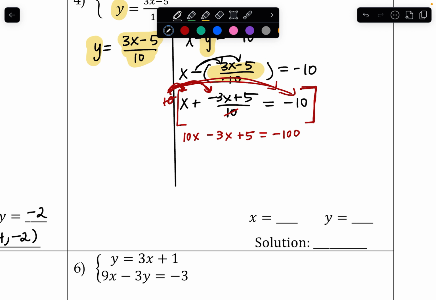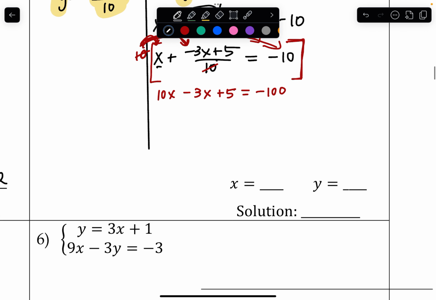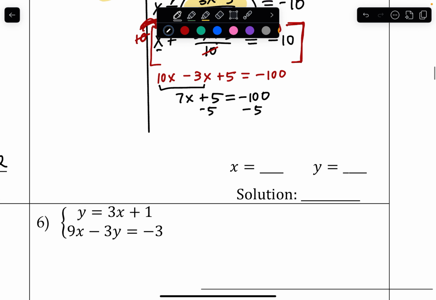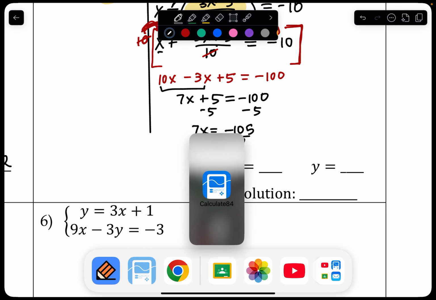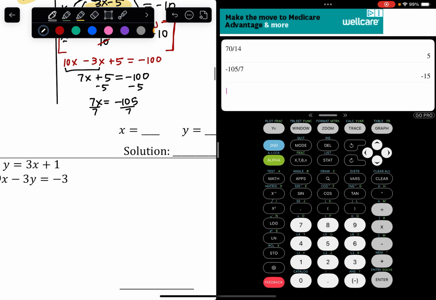Okay, so that's just a trick to get rid of a fraction. You can scale an entire equation as long as you do it to every single term. Okay, from here I have 7x plus 5 equals negative 100. I can subtract 5 from both sides, and I get negative 105. And then when we divide by 7, we get negative 15.